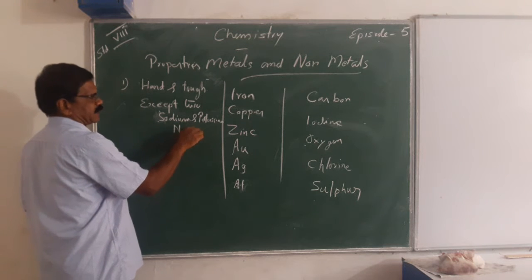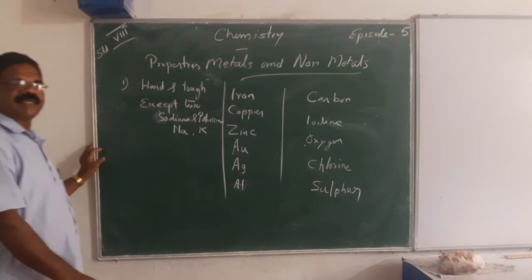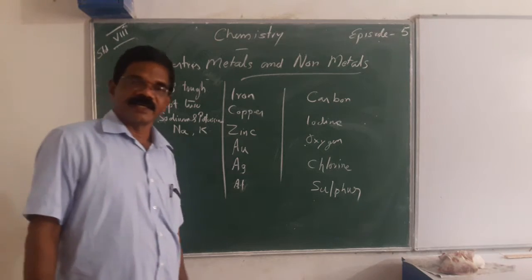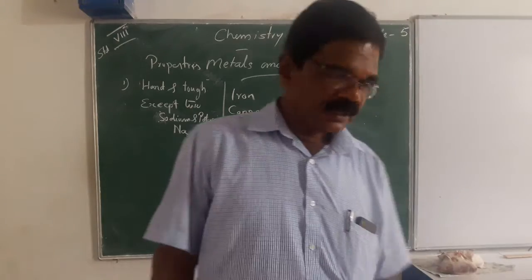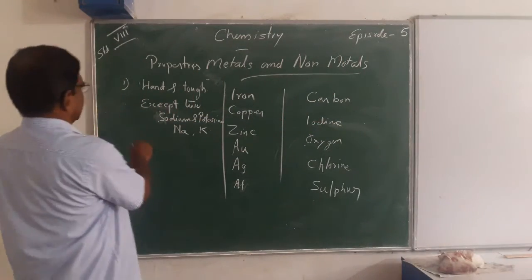Sodium has the symbol Na, and potassium has the symbol K. They are soft metals. We can cut them with a knife. Then we can see that the metals are lustrous.